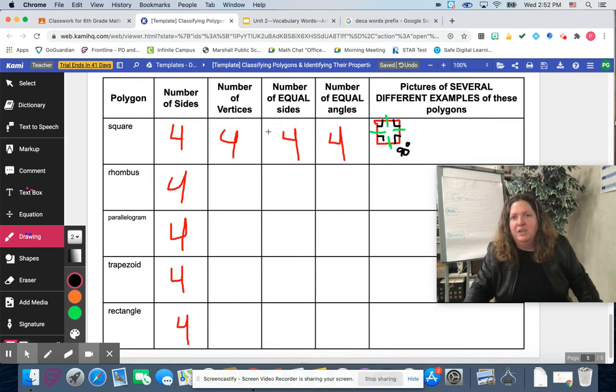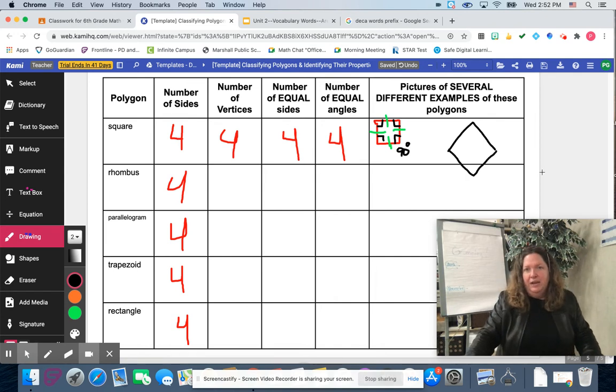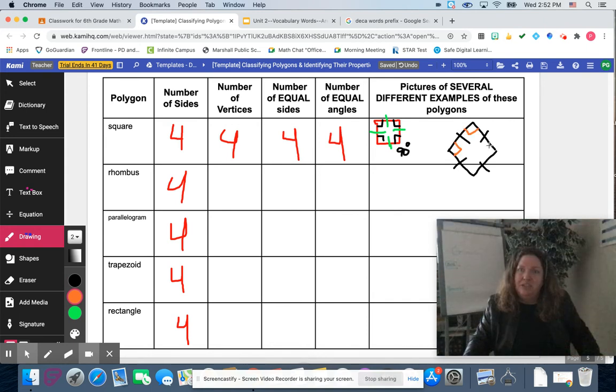Now, we could make another square. Don't get tricked. I could draw a square like that. Now, some kids might say, hold on, Miss Gubrud, that's a diamond. It is a diamond, but turn your head sideways. It's also a square. If it has all sides equal, and if it has 90-degree angles, even if you tip it sideways, then it kind of looks like a baseball diamond. That's still a square. So don't let that trick you.